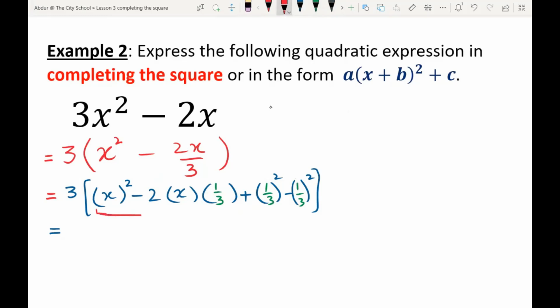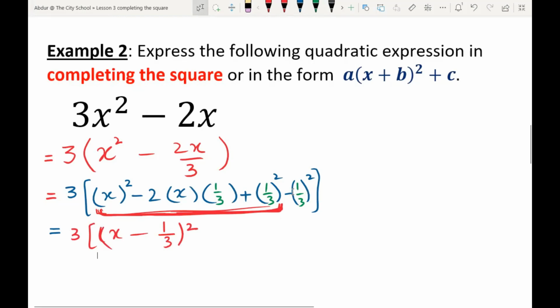Next step is convert it into an identity. a square minus 2ab plus b square will be a minus b whole square. So 3 times of a minus b is 1 over 3 whole square. Don't forget to write the last term, minus the last term, which is minus 1 over 3 whole square.